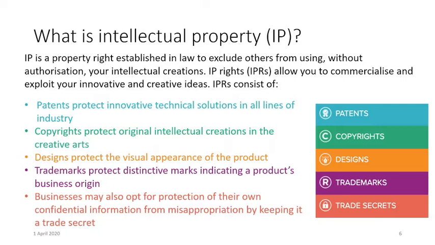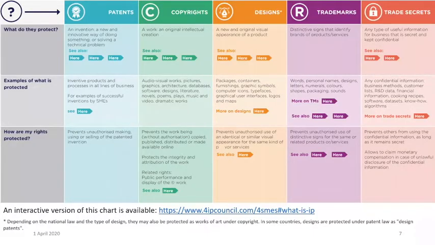Then the copyrights protect original intellectual creations in the creative arts. Then designs, that protect the visual appearance of a product. Trademarks protect distinctive marks indicating a product's business origin. And finally, businesses may also opt for protection of their own confidential information from misappropriation by keeping it a trade secret. More details on each category.